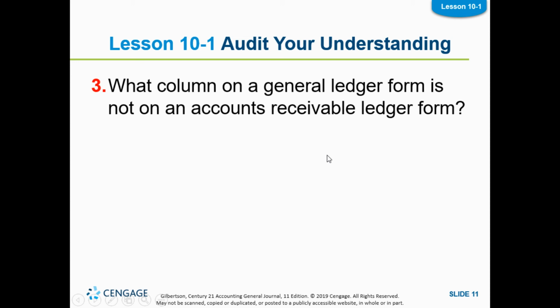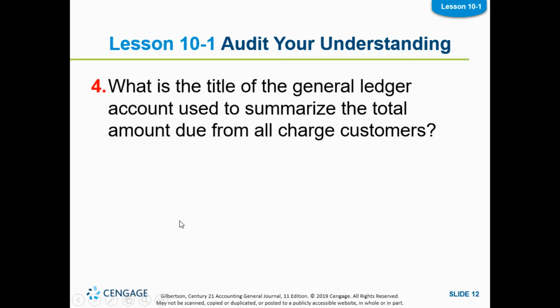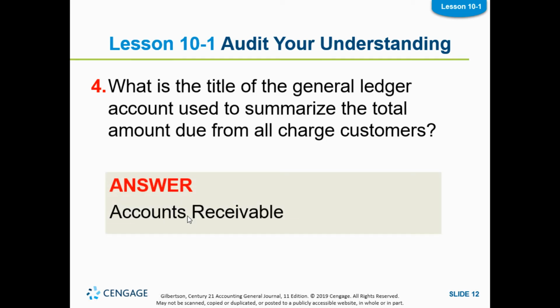What column on the general ledger form is not on an accounts receivable ledger form? Well, that would be the credit balance because we only have a debit balance in our accounts receivable ledger. Okay. What is the title of the general ledger account used to summarize the total amount due from all charged customers? That would be accounts receivable. The monies that our customers owe us for product that we've already sold to them and they have yet to pay for.